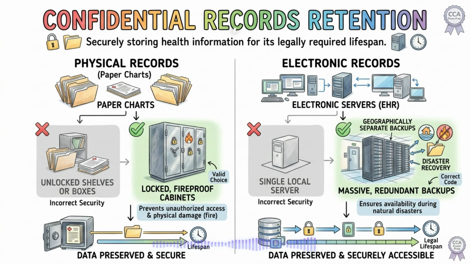We must also revisit the retention and destruction of confidential records to emphasize the security aspect. Retaining confidential records appropriately means storing paper charts in locked, fireproof cabinets and ensuring electronic servers have massive, redundant backups in case of a natural disaster. The goal is to ensure the data is perfectly preserved and securely accessible for the entire duration of its legally required lifespan. Your exam will test your understanding of how physical and electronic retention methods differ in their security approaches.